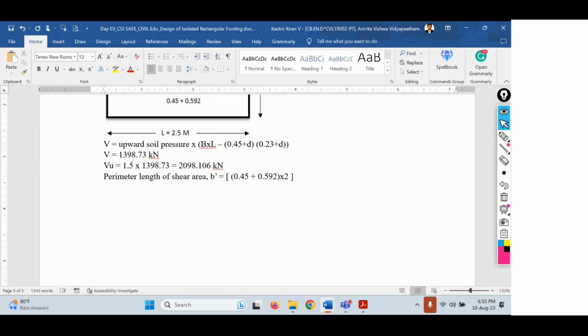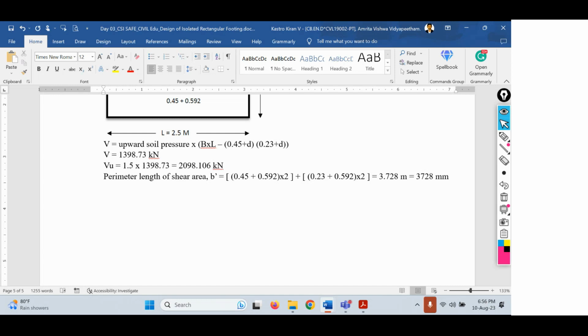So this one, plus along the width direction also, which will be 0.23 plus D. So what is D value? 0.592, into 2, so we have two sides. That will become the perimeter length of the shear area. If you solve this one, we are going to get the value as 3.728 meters, that will become 3728 mm. This is the perimeter.